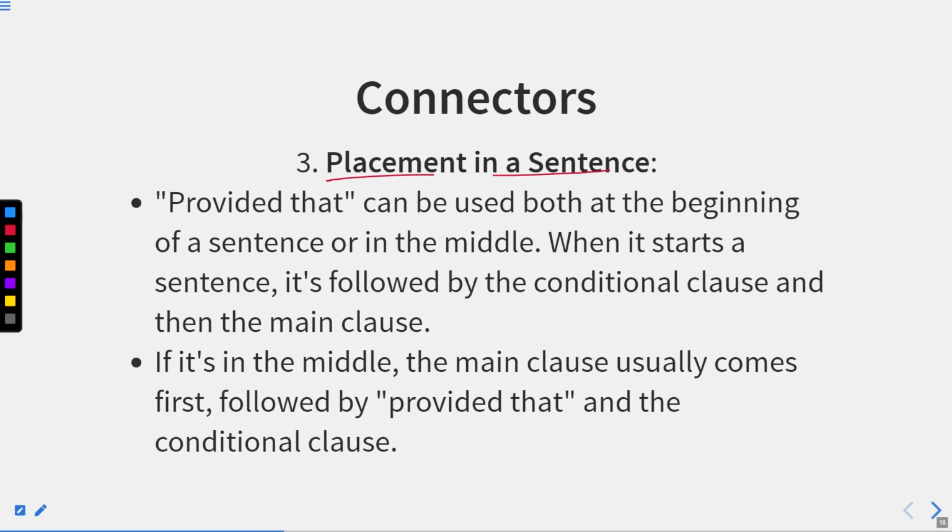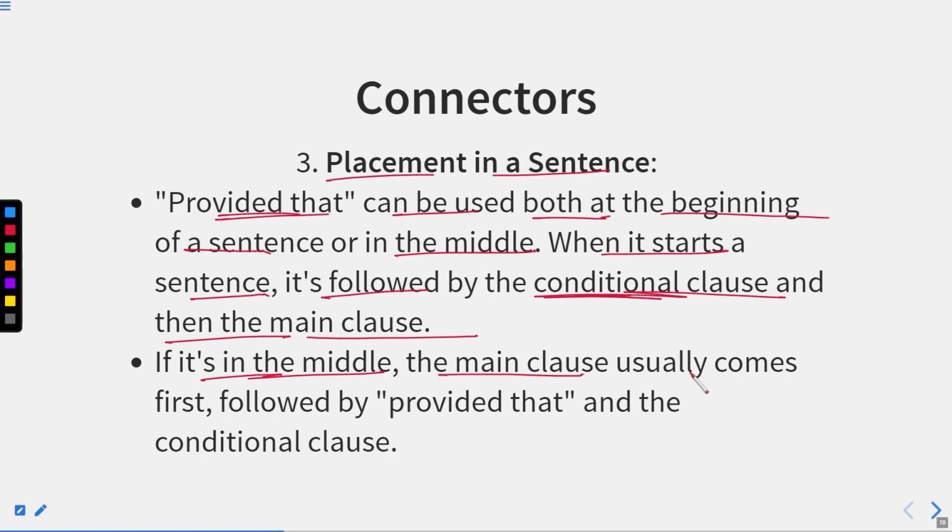Now, placement in a sentence. Provided that can be used both at the beginning of a sentence or in the middle. When it starts a sentence, it is followed by the conditional clause and then the main clause. If it is in the middle, the main clause usually comes first, followed by provided that and the conditional clause. So these two can be the situations.